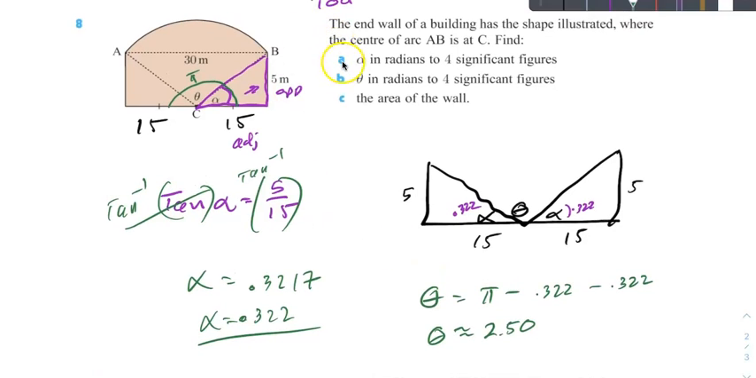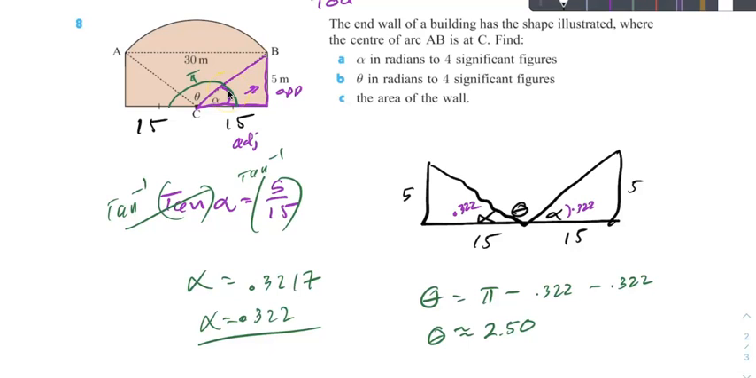So there's theta. Now we want to find the area of the whole wall. Okay, so why is this important? The only way I can find this little arc here is if I do the area of a sector. So I'm going to do the area of a sector to find this middle portion, and then I'm going to add up the area of these two triangles. So that's how we're going to do it.